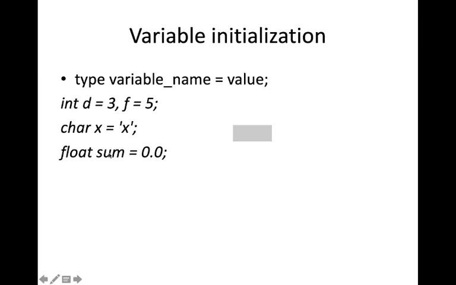Then we are declaring a sum and initializing it to 0.0. Since it is float, it should have a fractional part also. So that's all about variables.